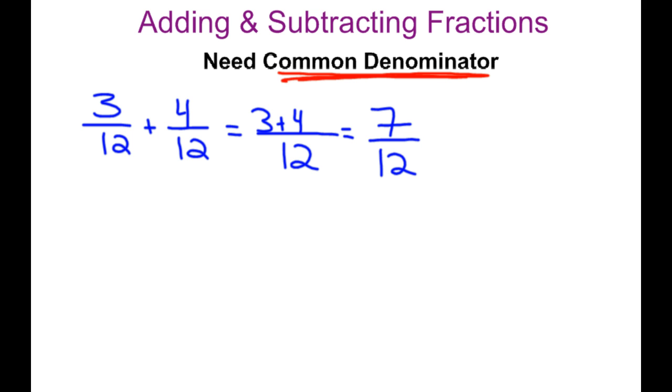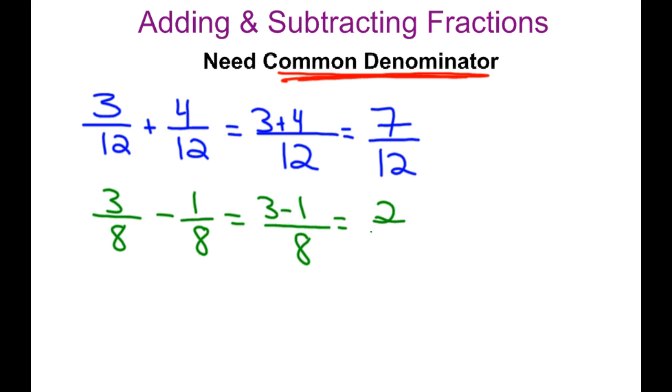Let's look at another example. If we wanted 3 over 8 minus 1 over 8, we have a common denominator of 8. So we bring the denominator along and we perform the operation in the numerator. 3 minus 1 is 2. 2 over 8 can reduce to 1/4.